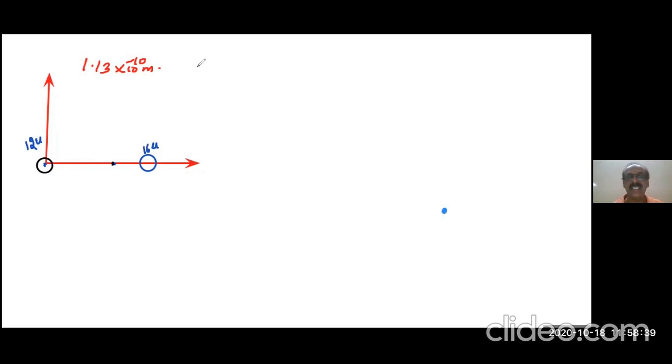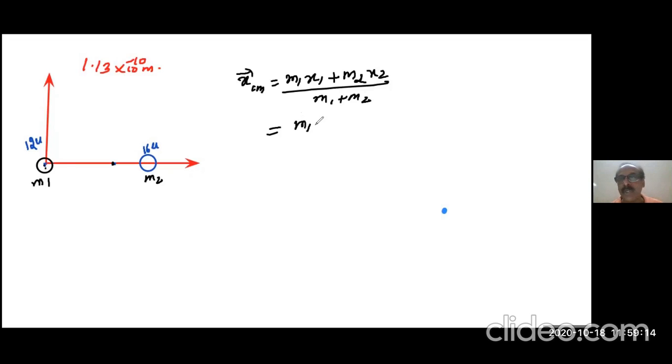Now it's only the x-axis, so we can write the center of mass as x center of mass equal to m1 x1 plus m2 x2 divided by m1 plus m2. Sir, M2 x2, right? You wrote M1 x2. M2 x2. The first one is M1, this is M2. M1 is at the origin itself, therefore x1 is 0.